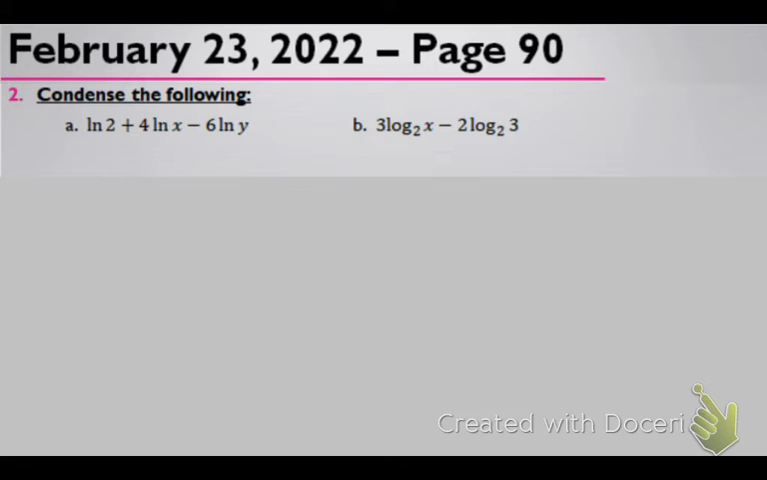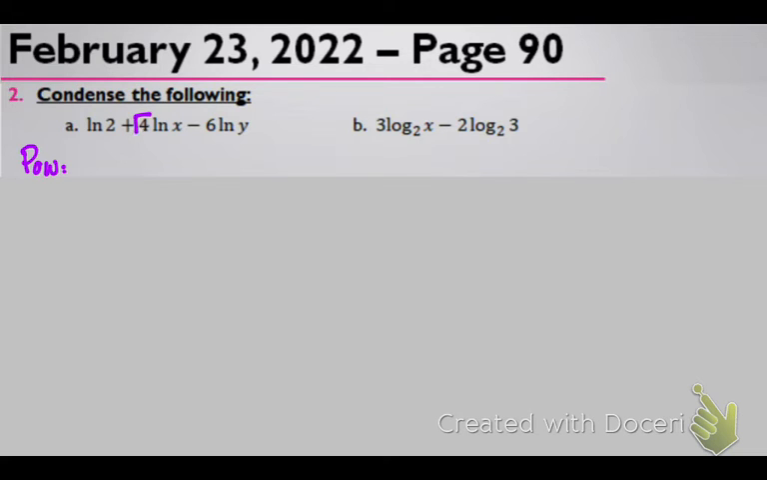Part A says natural log of 2 plus 4 times natural log of x minus 6 times natural log of y. What is my order of condensing? What's the first thing I look for? Power. The power rule? Yeah, exactly. So what do I look for in that expression to tell me that I have a power? Numbers in front of the log. The numbers in front of the log.